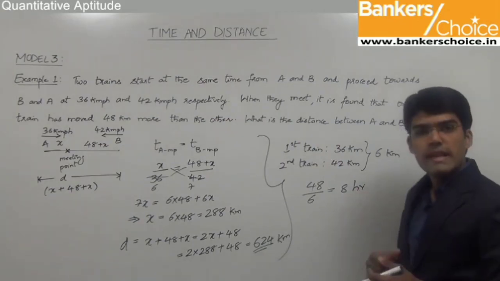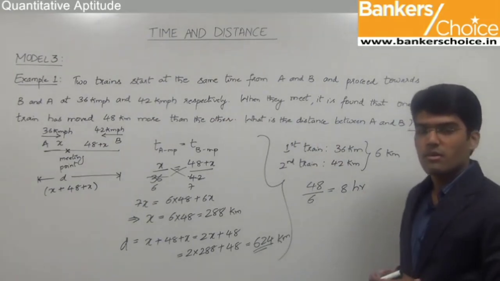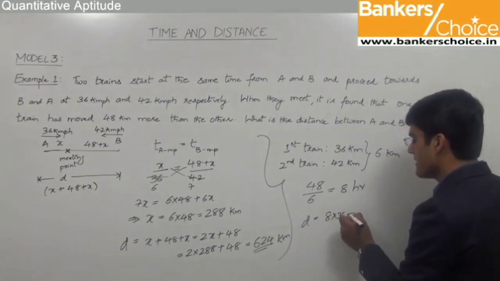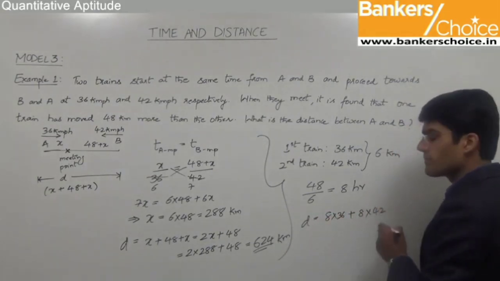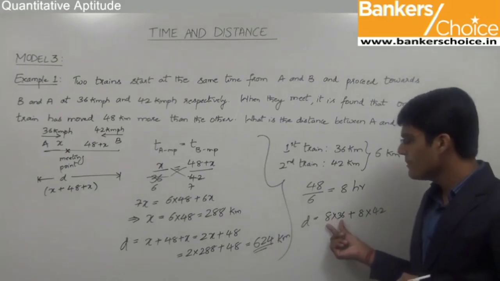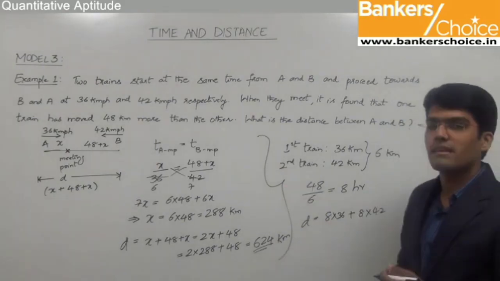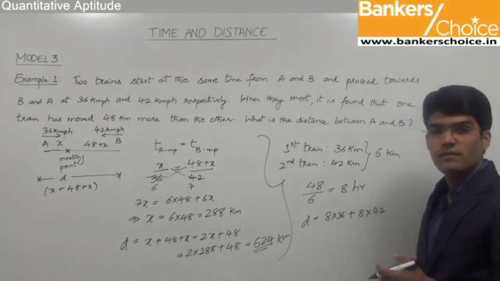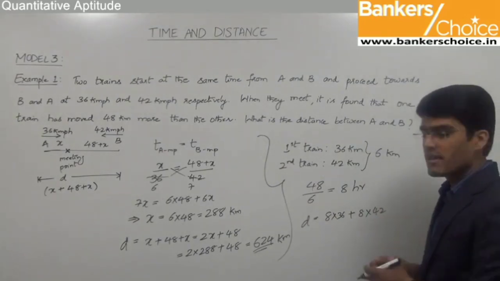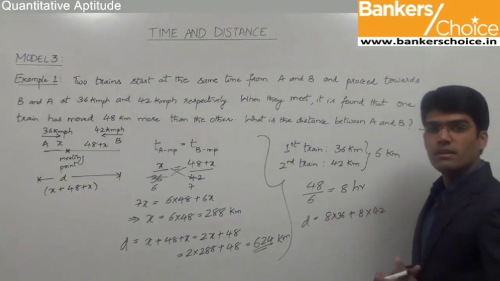Once we have got the total time that each train has travelled, we can find the total distance as 8 into 36 plus 8 into 42. Because the first train has travelled for 8 hours, the distance covered will be 8 into 36, as the speed is 36. And the second train also has travelled for 8 hours, so the distance covered by the second train will be 8 into 42. Both the distances together will give the total distance.